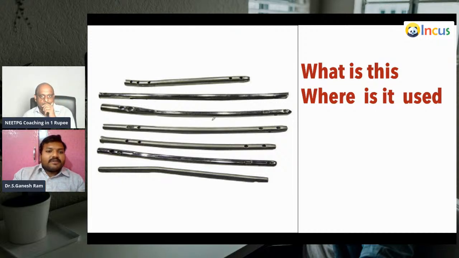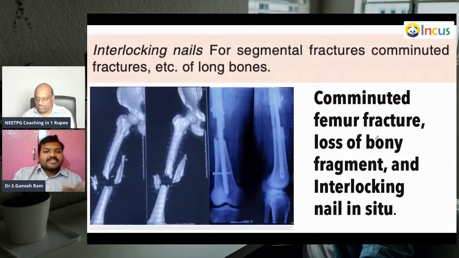So this is what I was saying. This is a femoral nail. You can see there is no clear bend. You can see the entire nail is slightly bent. There is no sharp bend in only one aspect. So this is a femoral nail.